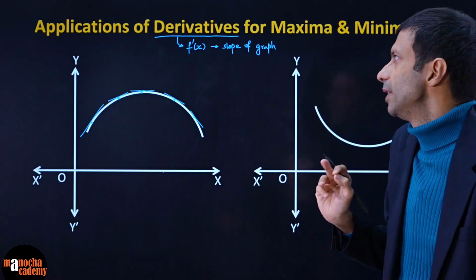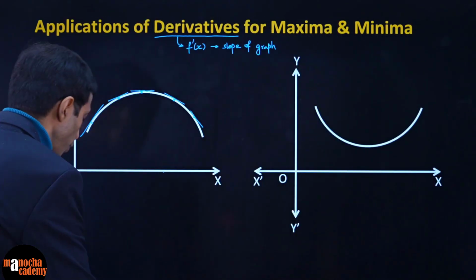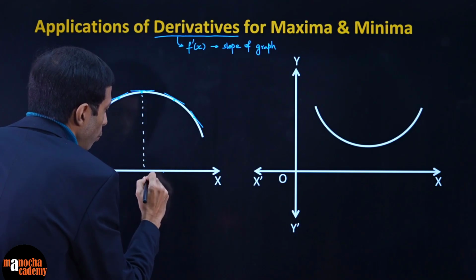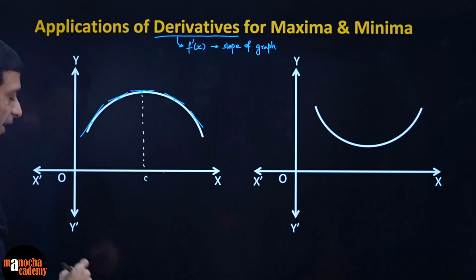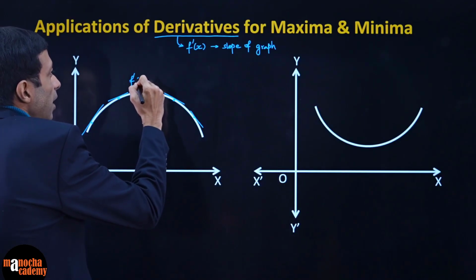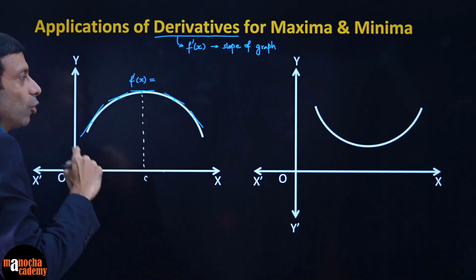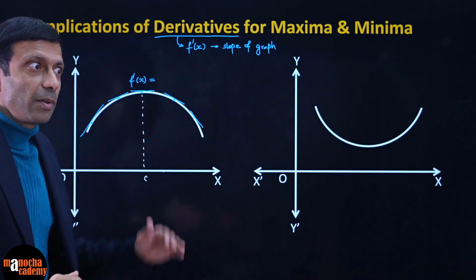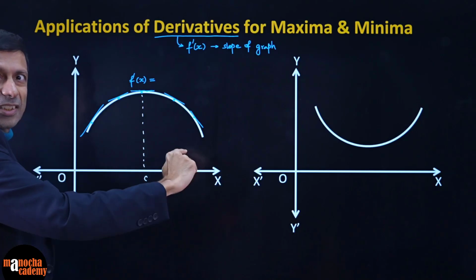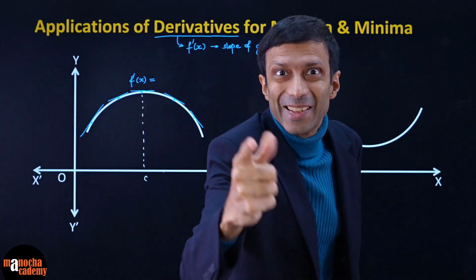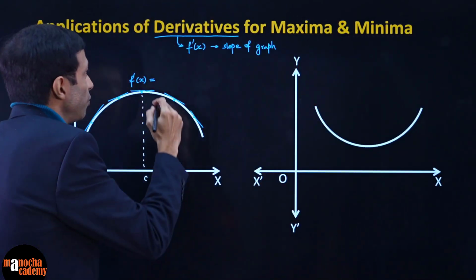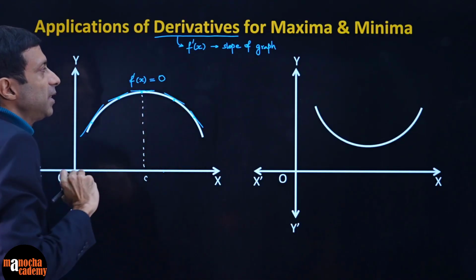Now carefully look at this. At the maximum point, let's say C, it got the maximum value. So what is the slope at C, or f dash x at C? Take a look at the graph carefully. At the maximum point, it is the top of the hill. The tangent is parallel to the x-axis, so the slope is going to be, that's right, 0. So at the maxima we know the slope is going to be 0.